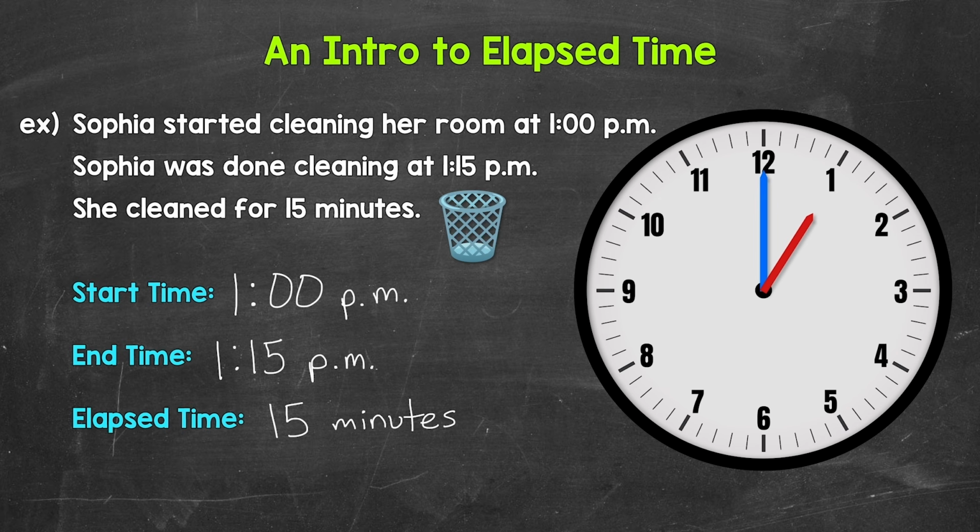Another quick example, let's say you start a movie at 4 p.m. and it ends at 6 p.m. The elapsed time would be 2 hours. Now in this video, we're just going to focus on minutes and go through a few different situations in order to start building a nice understanding of elapsed time. And then once we go through some examples together, I'll give you some practice problems that you can try on your own. Let's jump into number 1.